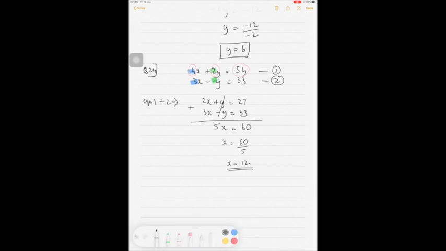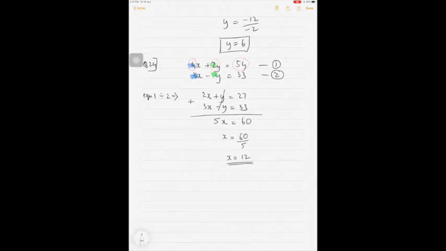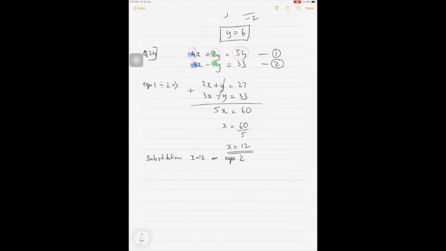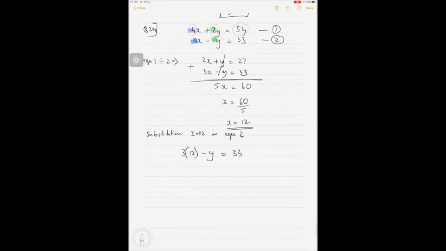Okay, fine. Now I'll substitute x is equal to 12 in equation 2. So I'll write here, substituting x is equal to 12 in equation 2. You can substitute in equation 1 also, it doesn't matter. The answer will come the same. So 3x, instead of x I'll write 12, minus y is equal to 33.